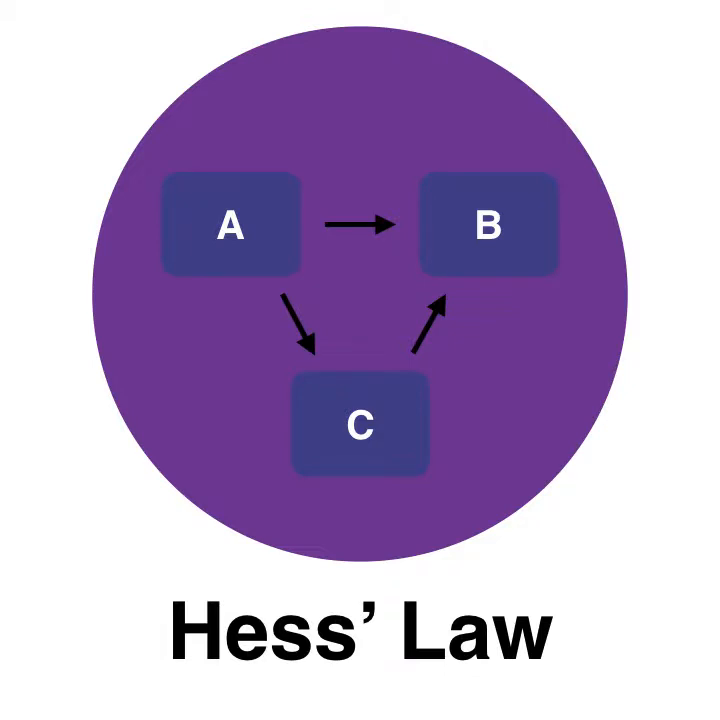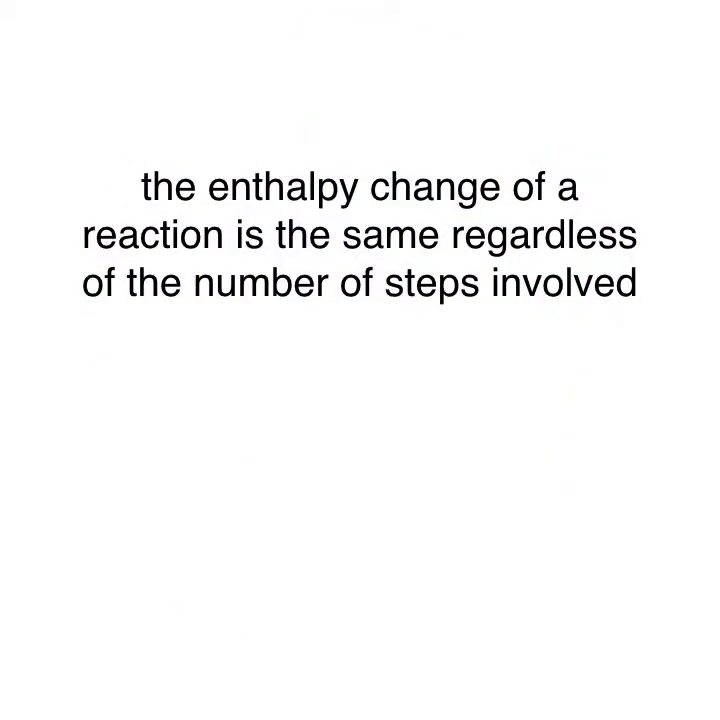In this lesson, we will cover Hess's Law and how it can be used to determine the enthalpy change for virtually any reaction. Simply, Hess's Law states that the enthalpy change of a reaction is the same regardless of the number of steps involved. This means that the path reactants take to reach their final product does not affect the overall enthalpy change. Whether it's a one-step process or five-step process, the enthalpy change will be the same.